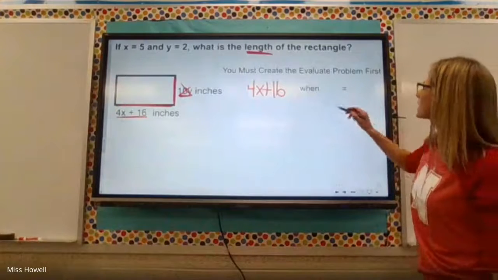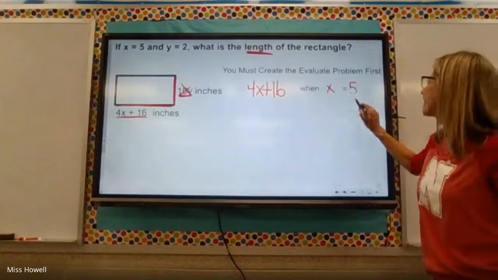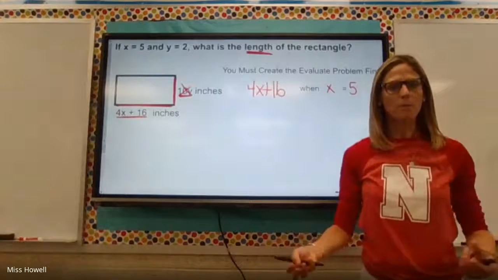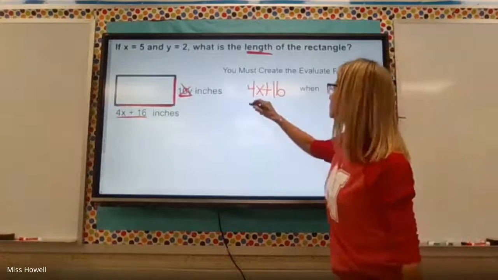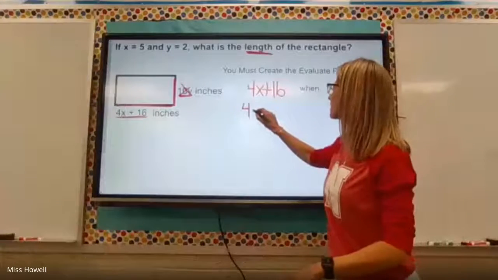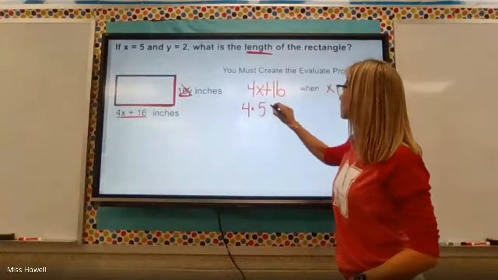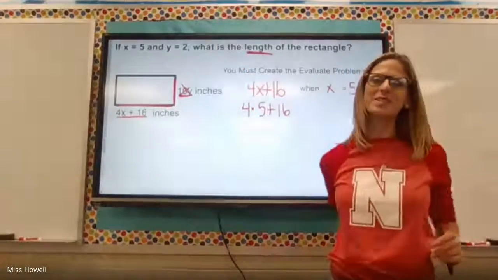And then I also need x to equal something, which was originally given to me as a 5. All right, we now have our whole problem. We can take x out, we can substitute our 5 in, and we can evaluate. So 4, number right next to the letter, the hidden operation is multiplication, times 5 plus 16. All right, all numbers now, so it's PEMDAS the rest of the way.